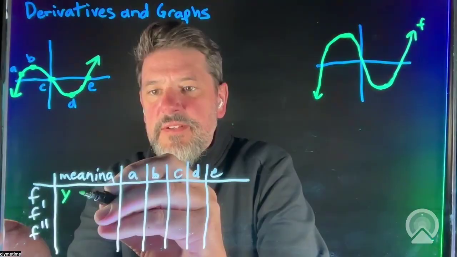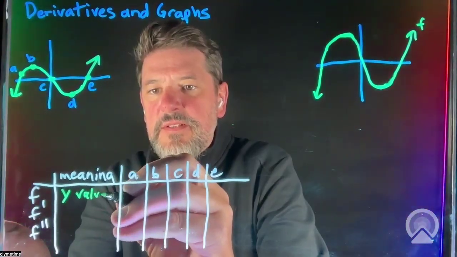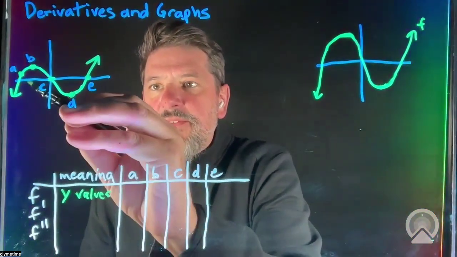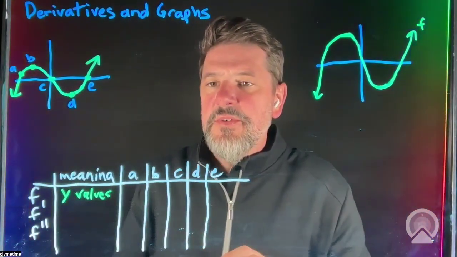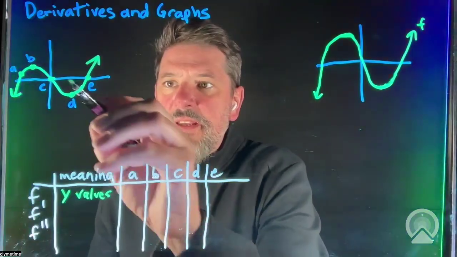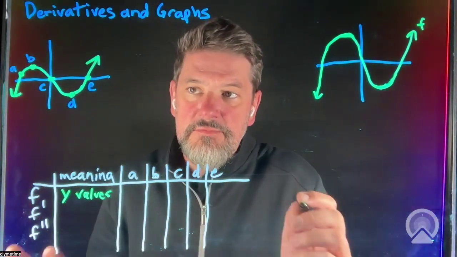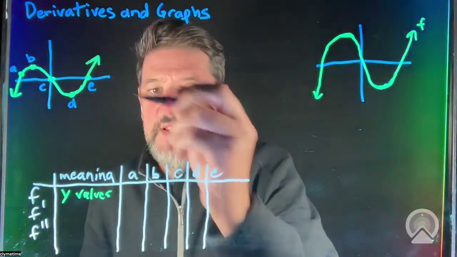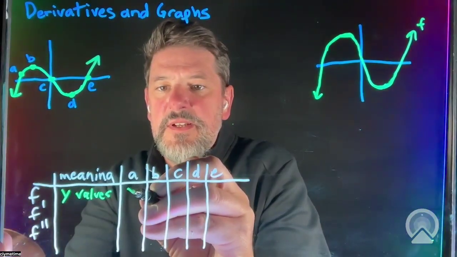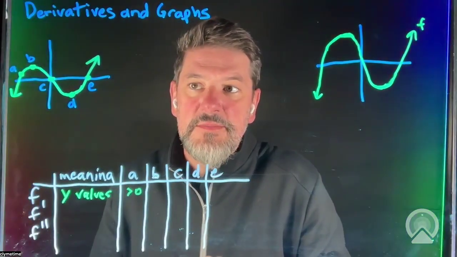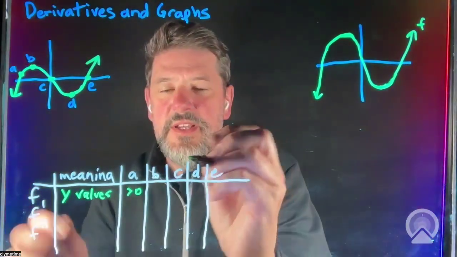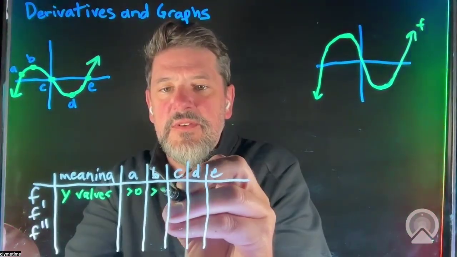That's what the meaning of f is. It's the y values of our graph. So we look at our graph, all the y values is what f represents. f of x is the output or the y values. So if I look at A, I can see that A is positive because it is above the x-axis. So I'm just going to say greater than 0. If I look at B, B is also positive because it's above the x-axis. So this is also greater than 0.